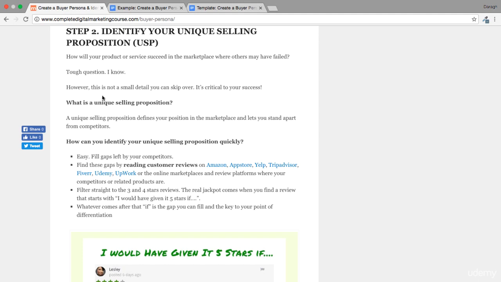So what is a unique selling proposition? Well, this is the way that I like to think about it. A unique selling proposition really defines your position in the marketplace and lets you stand apart from competitors. So this is the key thing. It lets you stand apart from your competitors.